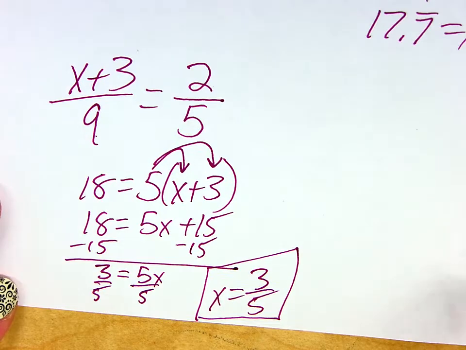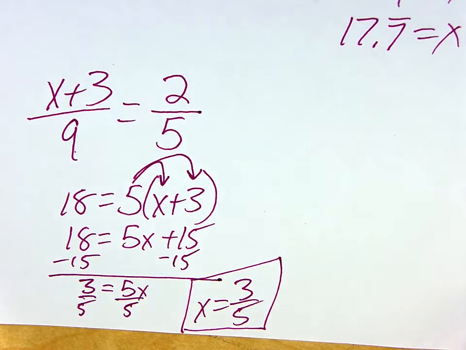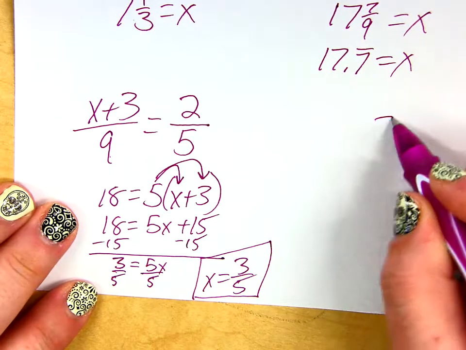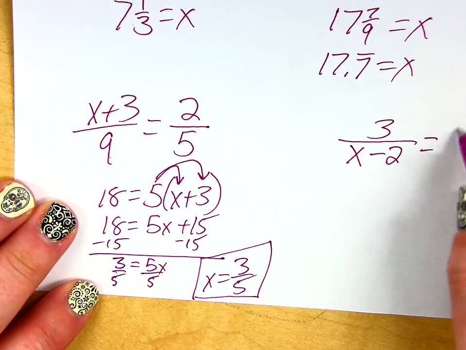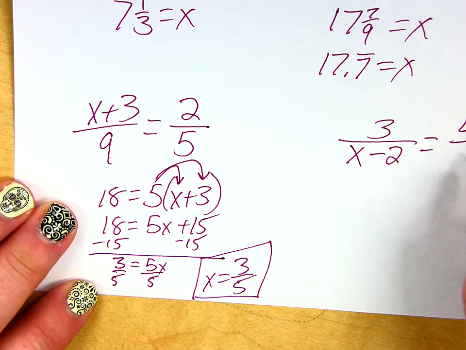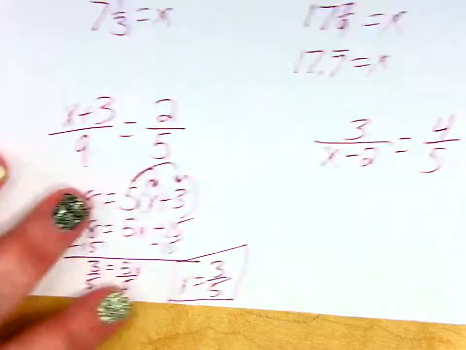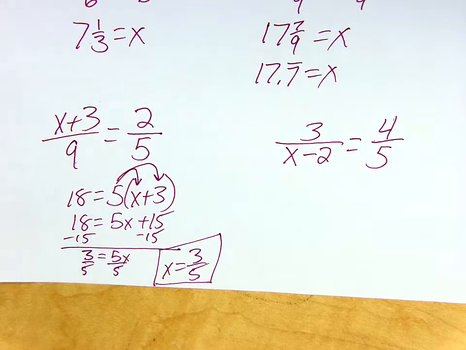Okay, so you try one like this. See if I can leave this up and give you another one at the same time. How about 3 over 5 equals 4 over x minus 2? Try that one.